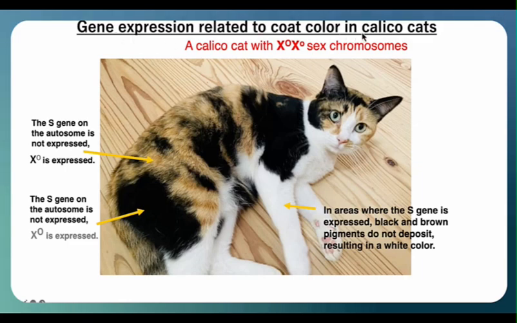Gene expression related to calico cat coat color. In cats, genes determining fur color are located on the X chromosome. If the dominant gene O is present, black pigment is deposited, while in the case of the recessive gene o, brown pigment is deposited. On the other hand, in regions where the autosomal gene S is expressed, pigment deposition is inhibited, resulting in white fur, regardless of the genes on the X chromosome.